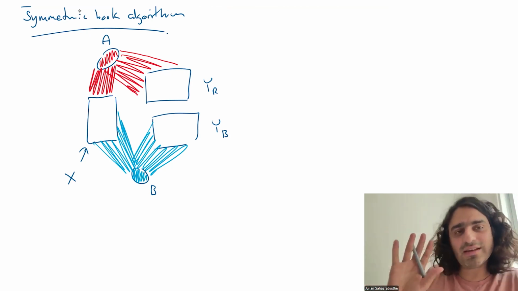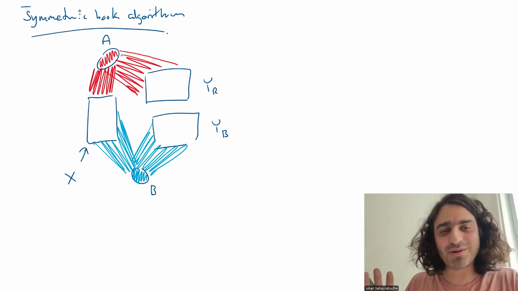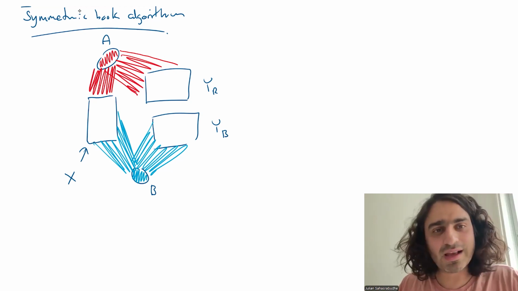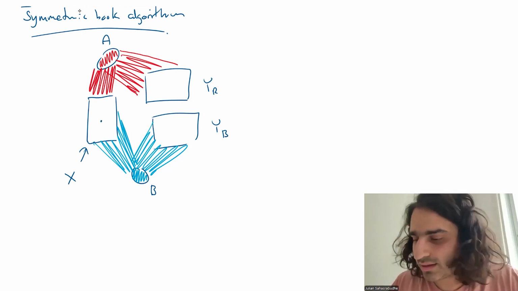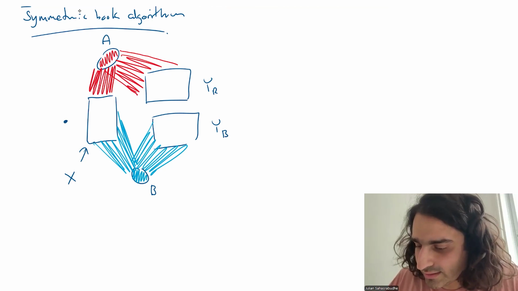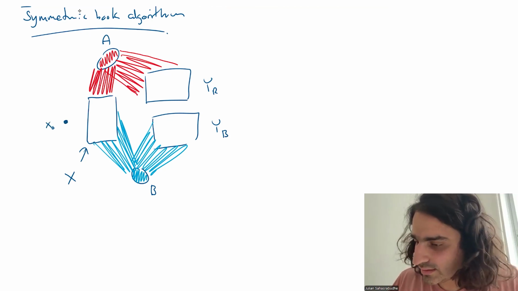Okay, I think it's better to go by example. So what I'd like to do is take a vertex in here and pull it aside. So I'll call this X naught.